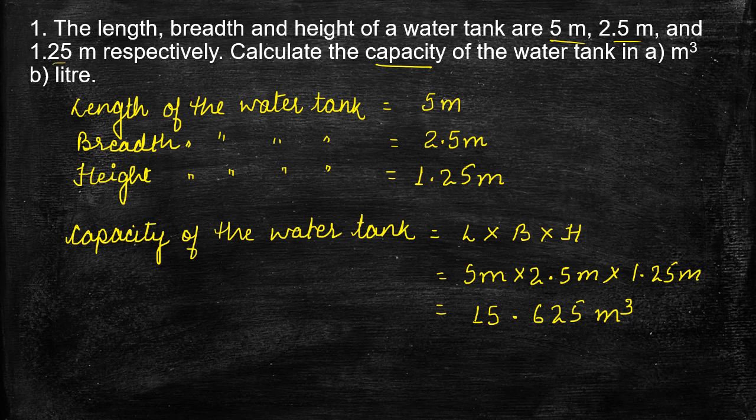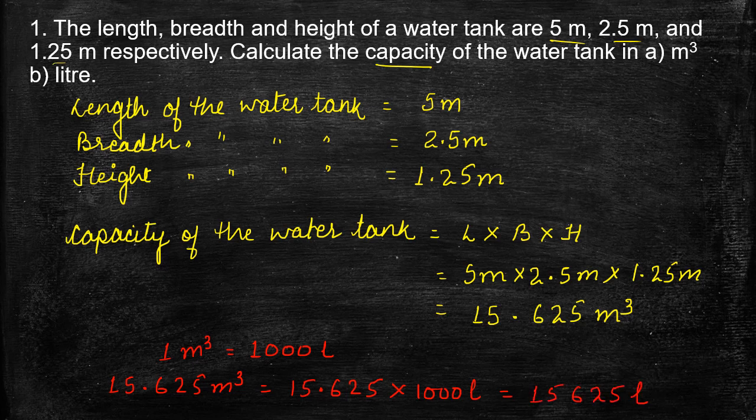So here we got the first answer in meter cube. Capacity in meter cube is 15.625 meter cube. Now we know that 1 meter cube is equals to 1000 liter. This is the relation between meter cube and liter. So if we have 15.625 meter cube, which means we have to multiply 15.625 by 1000 to convert it in liter. So multiply 15.625 by 1000, you will get 15,625 liter. So this is the capacity in liter.